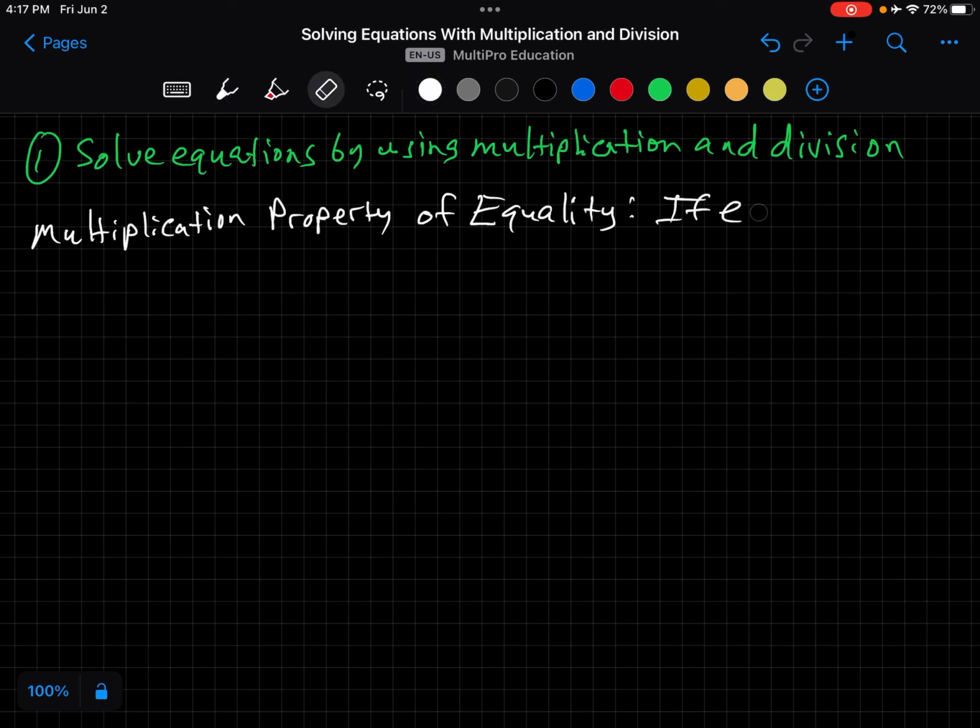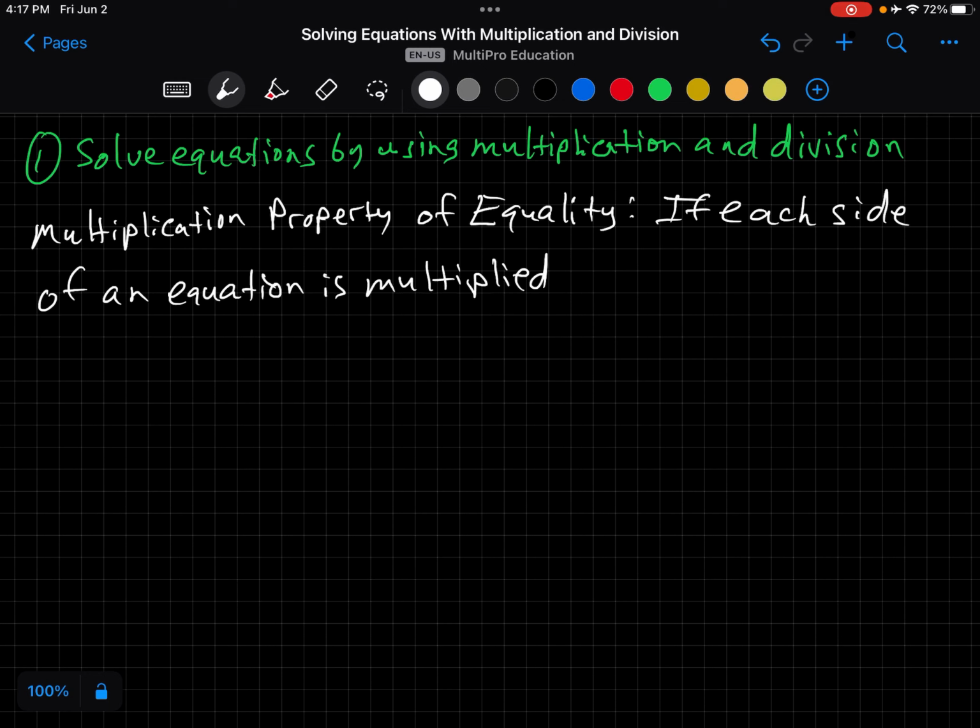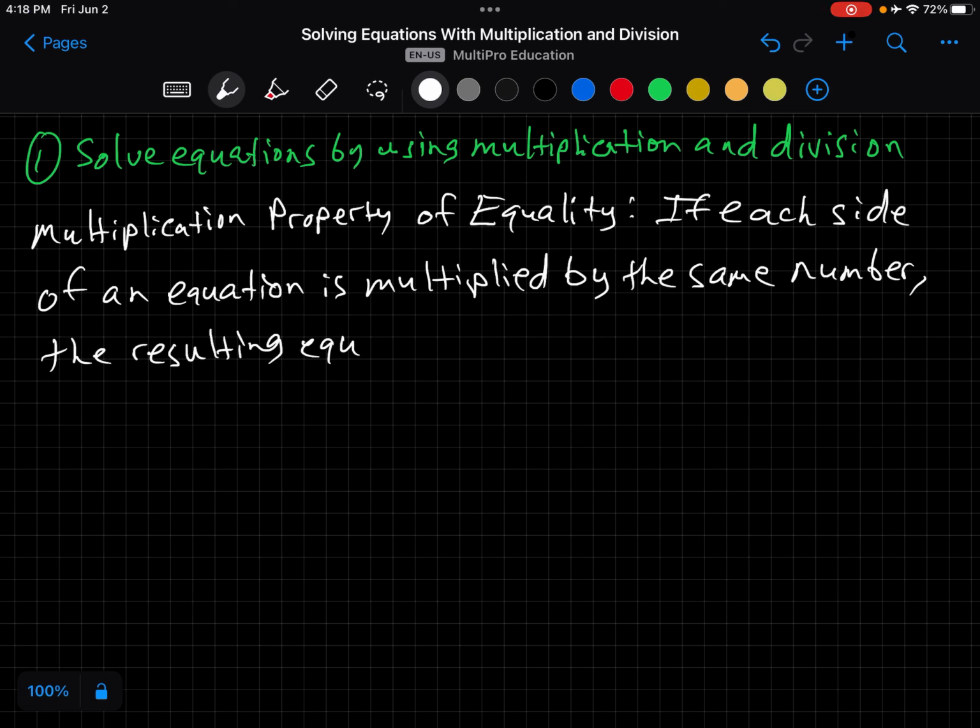Alright, if each side of an equation is multiplied by the same number, the resulting equation is true. Alright, so what do we mean when we say sides?